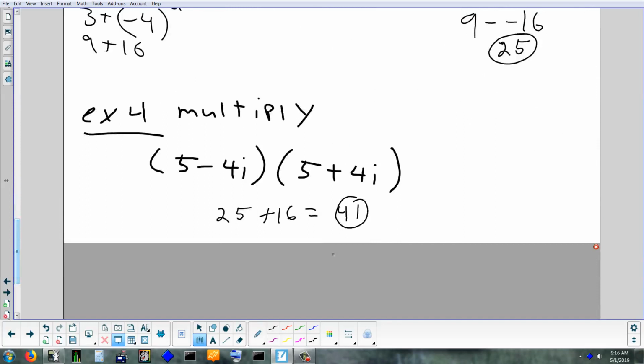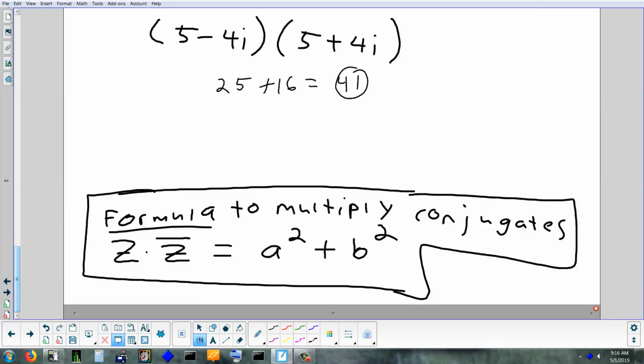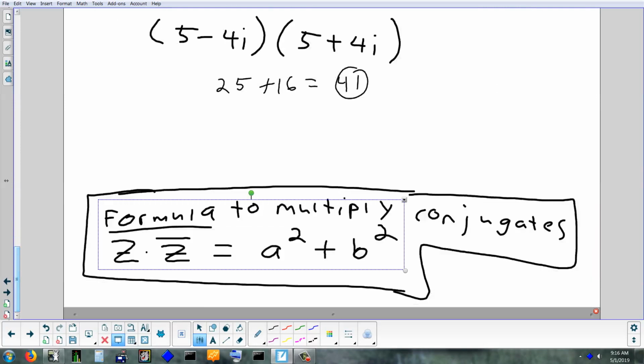Right. So I wrote down the pattern for the shortcut if you want to use it. If you want to multiply a number by its conjugate, remember, a is the real part, b is the imaginary part. Take the real part and square it. Take the imaginary part, square it, and then add them up. That's exactly what we just did right here. 5 squared plus 4 squared. And if you're thinking, wait, isn't it negative 4 squared? It doesn't matter. If you square a negative, it becomes a positive.